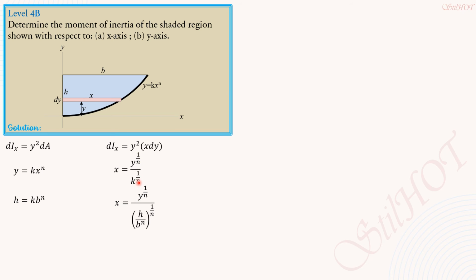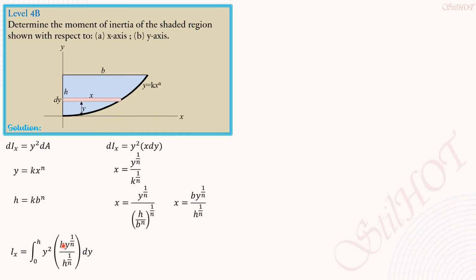y to the 1 over n over k to the 1 over n, and k is, from this equation, h over b to the n. So simplifying, b to the n to the 1 over n is b, and we make it in the numerator. So x is b times y to the 1 over n over h to the 1 over n. So substitute here, Ix is equal to the integral from 0 to h of y squared times b y to the 1 over n over h to the 1 over n dy.